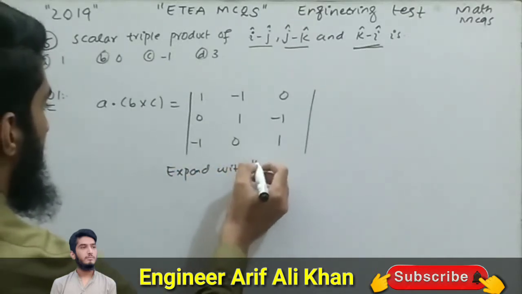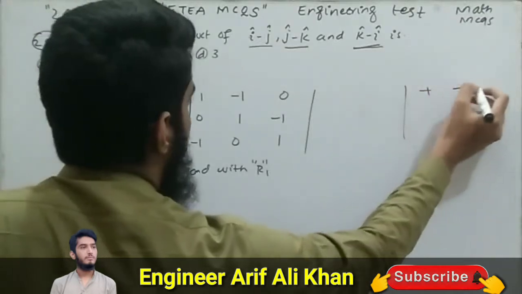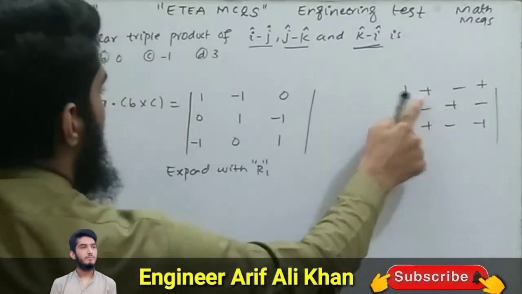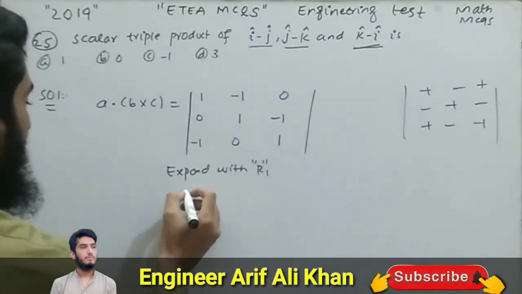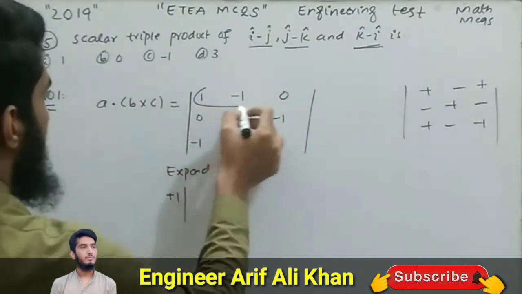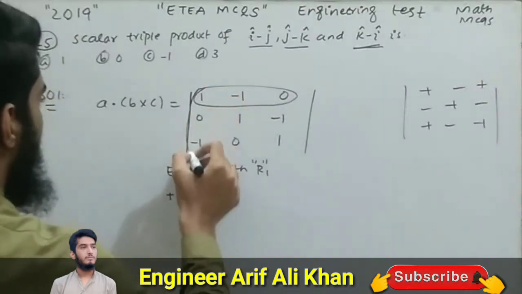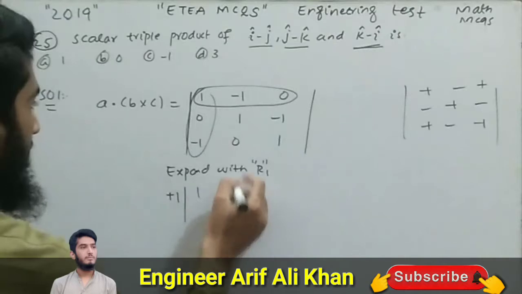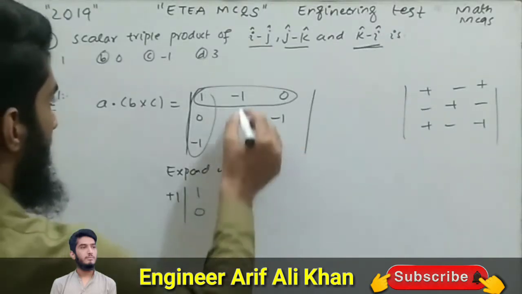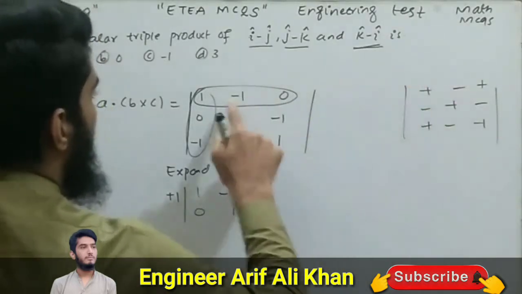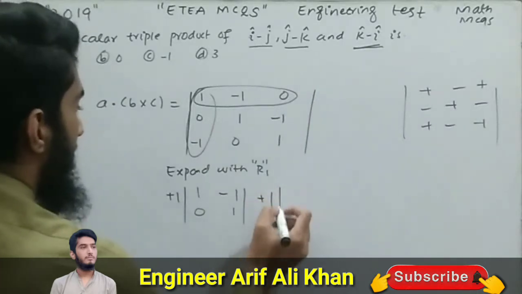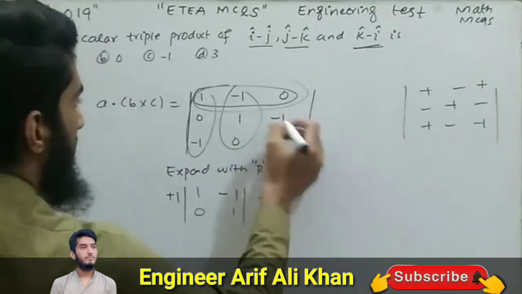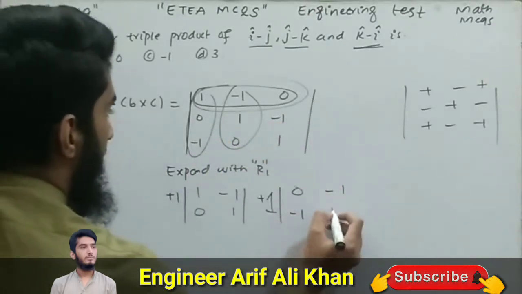row 1. Remember these signs: plus, minus, plus, minus, plus. Here it is plus, so we will take +1. After this I cross out the row and the column in which 1 lies. So 1 lies in this column and this row, and we are left with 1, -1, 0 and 1. After this we have a negative sign, so negative into negative gives us +1. Cross out this column and this row, and we are left with 0, -1, -1 and 1.